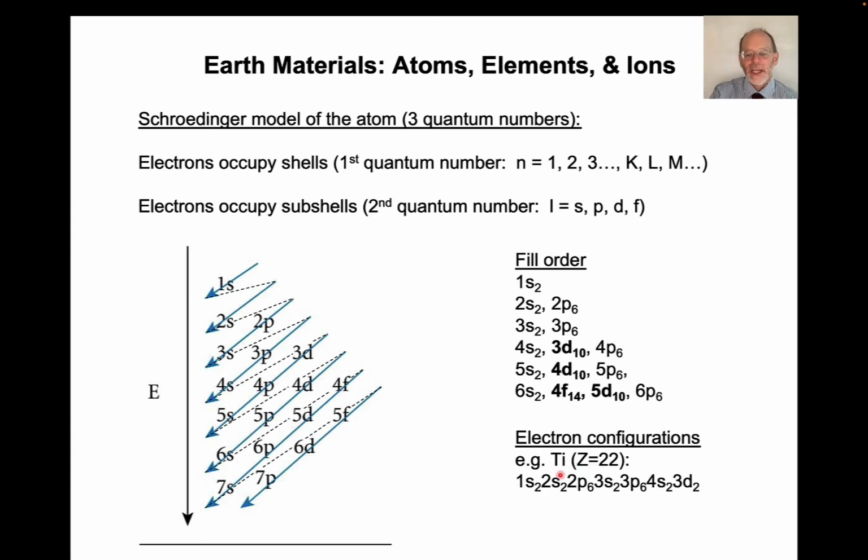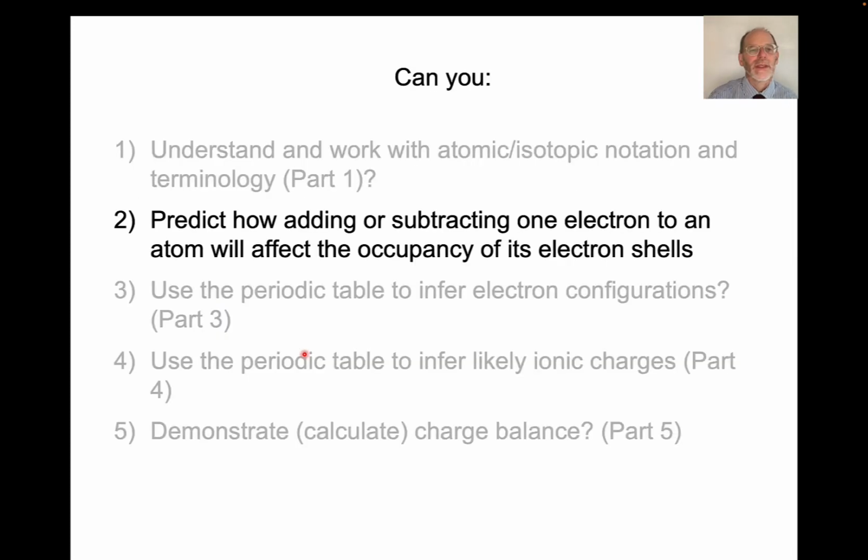If we look at a specific element, here's titanium, atomic number 22, so 22 electrons. Those would be filled in this order: 1s2, 2s2, 2p6, 3s2, 3p6, 4s2, and then we backtrack to 3d2. That's this backtrack right here from 3p, 4s to 3d. So if you write out this description of shells and subshells, then you should be able to predict how adding or subtracting an electron to an atom will affect the occupancy of its electron shells. I know I went through that very quickly, but if you go back and review this, I think you'll see how this all works.